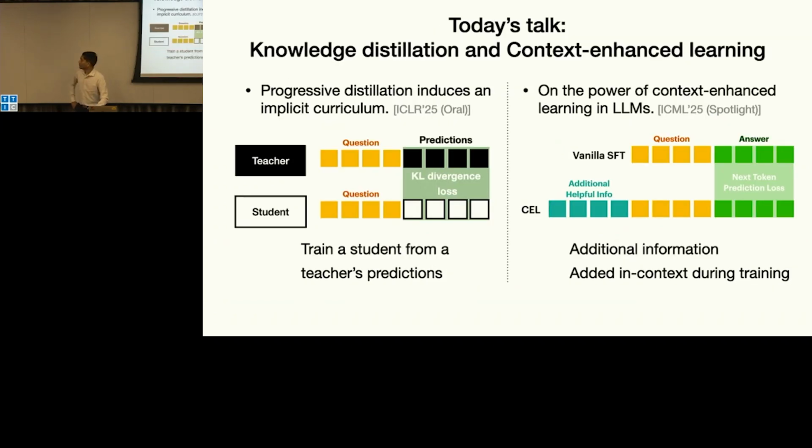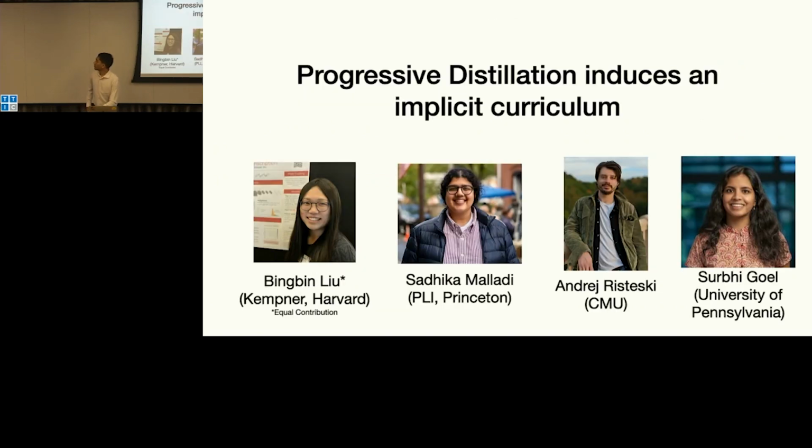So without further ado, I'll talk about these two works. The first work is on progressive distillation, which is a variant of knowledge distillation and was presented at ICLR recently. The second part of the talk will be on context-enhanced learning and will be presented at ICML in July. The first part of the talk is progressive distillation induces an implicit curriculum. This is joint work with Bingbin, Sadika, Andre, and Survi, a collaboration across Princeton, CMU, and UPenn.